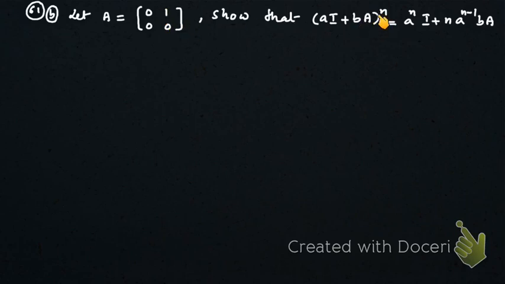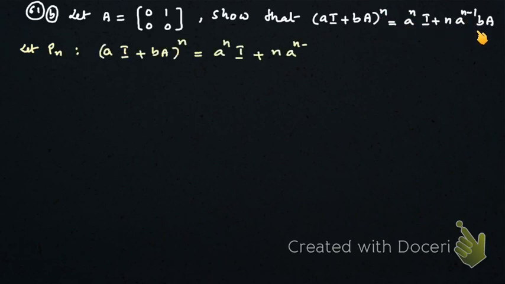So a is a number into I, the identity matrix, plus b is a number into A, the given matrix, to the power of n is going to be a raised to n into I plus n times a raised to n minus 1 bA. So that's the identity we need to prove. And since this result is true for n, which is a positive integer, since the result has to be proved true for every positive integer, we use mathematical induction. And we know the steps involved in it.